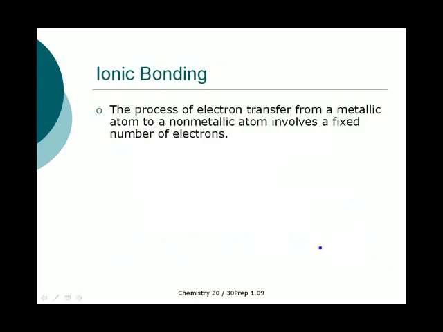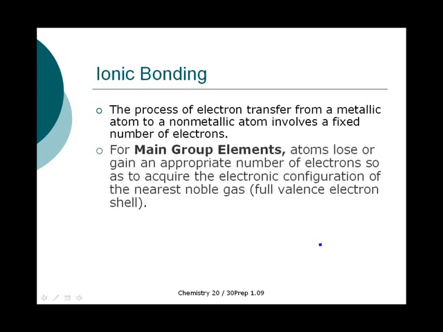So, in this process, electrons are transferred from metallic atoms to non-metallic atoms, and it always involves the same number of electrons. Each metallic atom gives up the same number of electrons to become an ion as every other metallic atom in that sample. Same thing for the non-metallic atoms: they always gain the same number of electrons. So when we look at the main group elements, atoms lose or gain the appropriate number of electrons to acquire the electron configuration of the nearest noble gas.